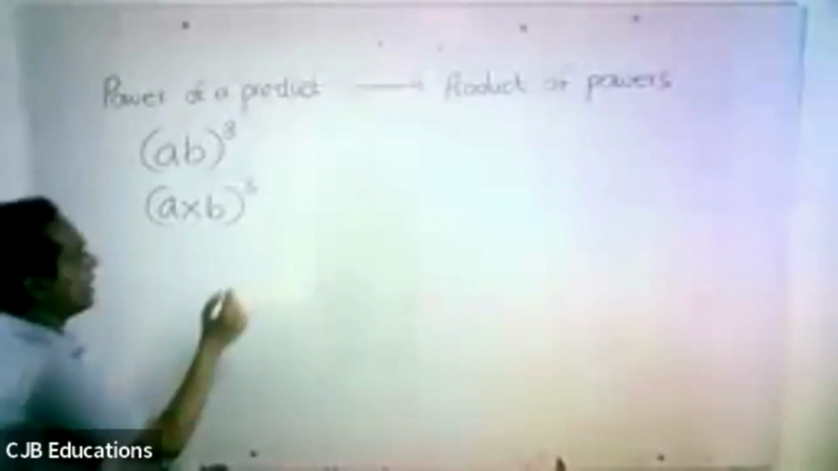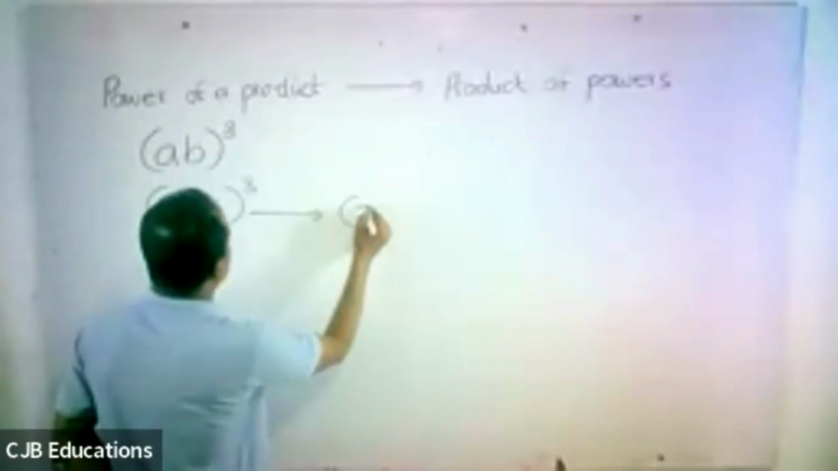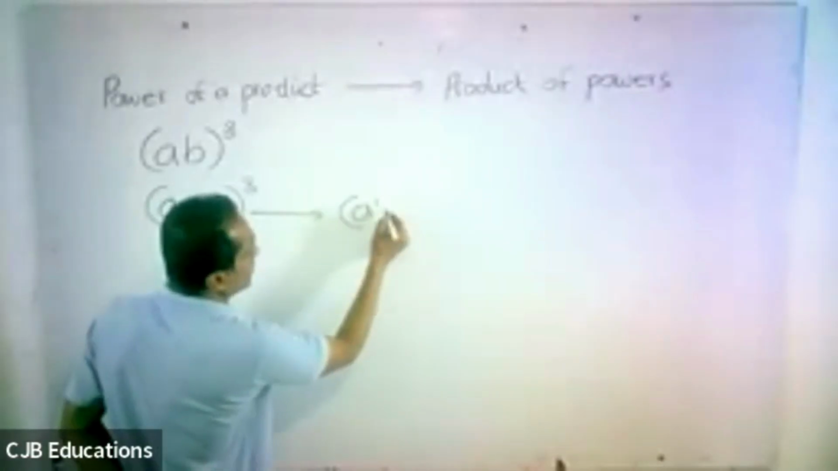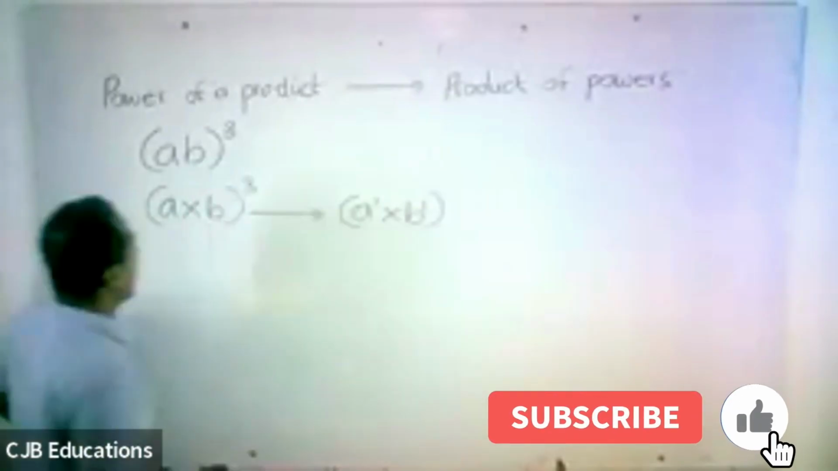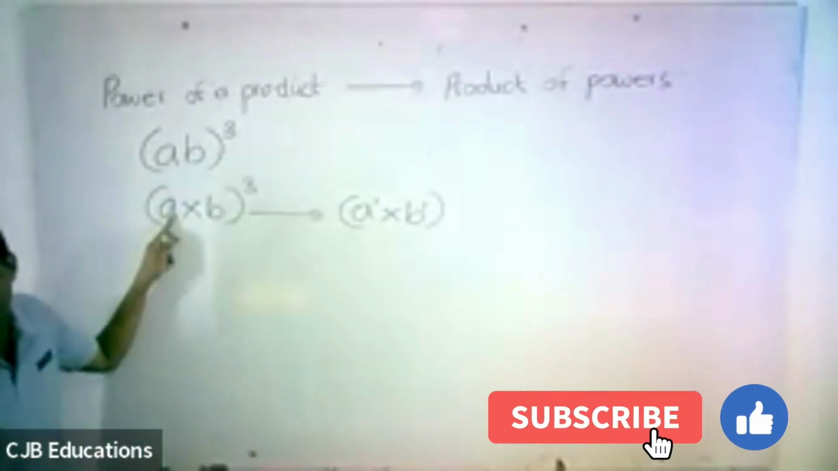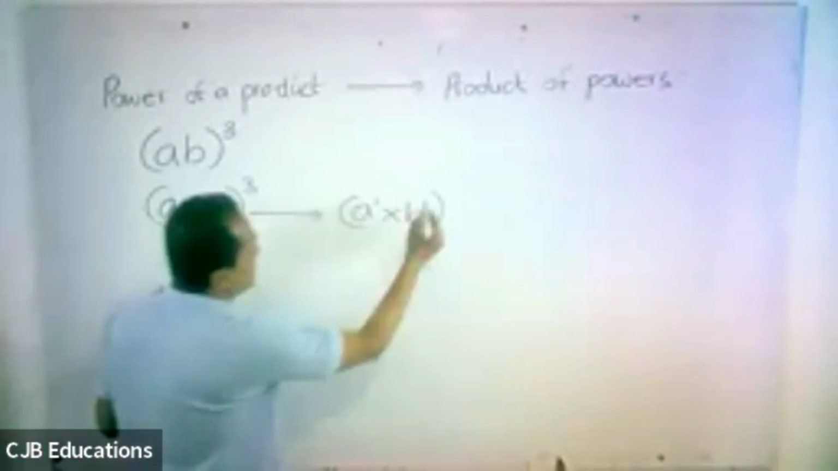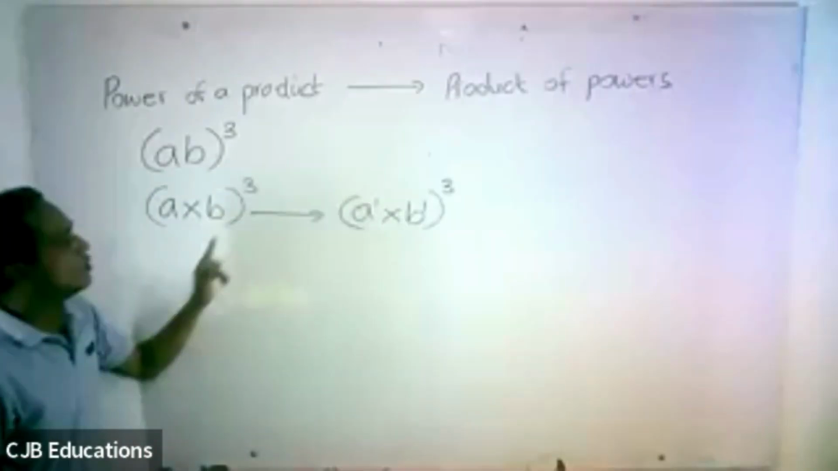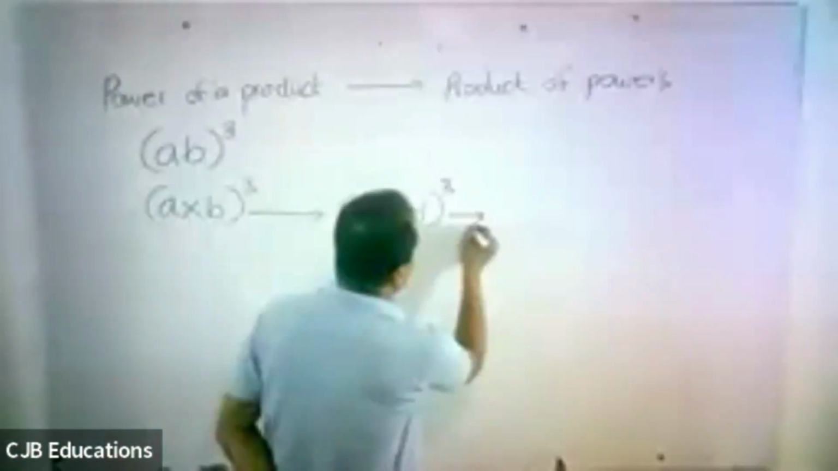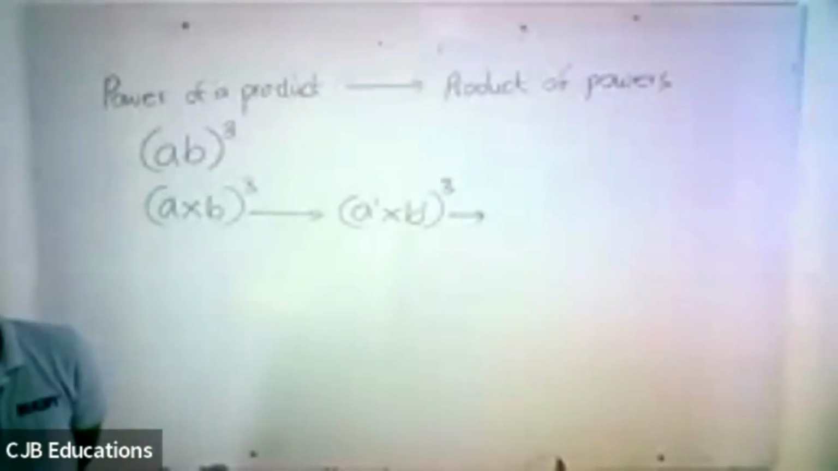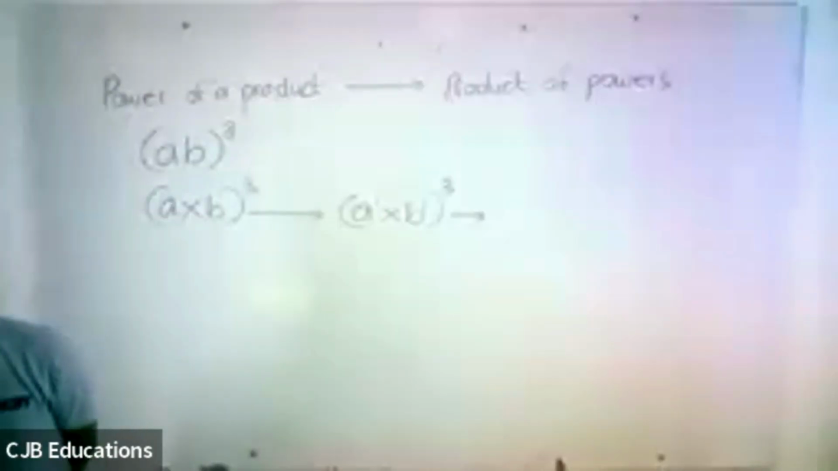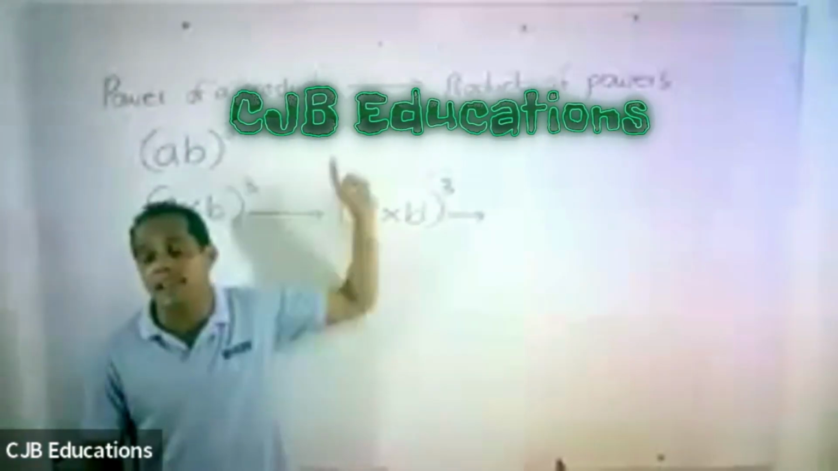According to the indices law, we should remove this a to the power 1. It is the power of a inside the base a, and b to the power 1 inside the bracket, with the outside power 3. So how do we remove the bracket? In the indices law, we should multiply each inside base power by the outside power.